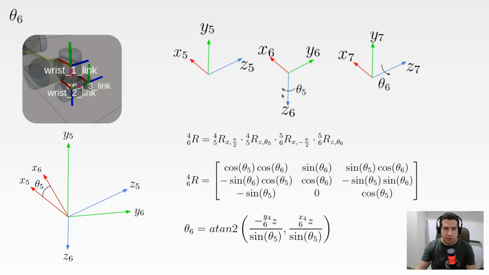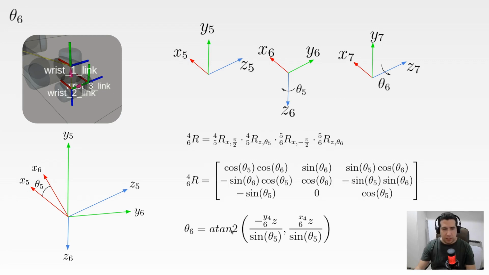then you rotate around z by theta 5, and then you rotate back by minus 90 degrees in the x direction and rotate in the z direction by theta 6. If you multiply all these rotation matrices, you will get this rotation matrix. And you know that tangent is sine over cosine, so we need to get this relationship with the elements of this matrix.